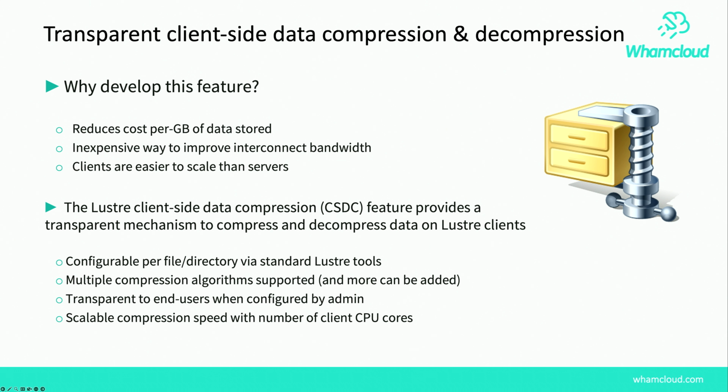The Lustre client-side data compression feature itself provides a transparent mechanism that is configurable per file or directory via standard Lustre tools. It is completely transparent to end users, of course, when configured by an administrator, and the compression speed is scalable based on the number of client CPU cores that you have available.